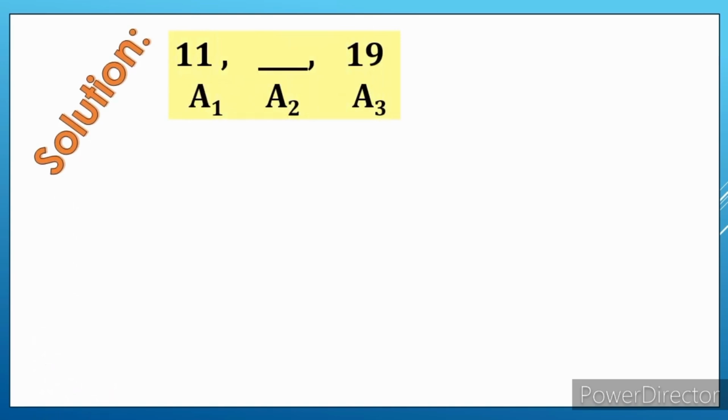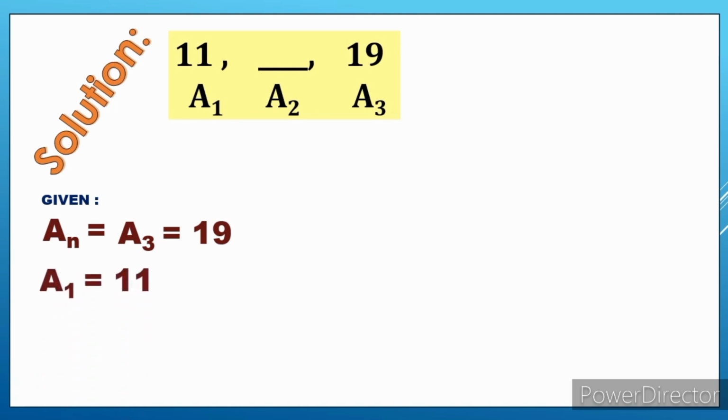Okay, now let's have the solution for the given sequence. We have the first term is 11, the second term is unknown, and our a sub 3, or the third term, is 19, which is the last term. Now we're going to find the given. A sub n, or the last term, which is a sub 3, is 19. And then a sub 1, or the first term, is 11. Then the next one, n, is 3, which is the number of terms, and D is unknown, the common difference.